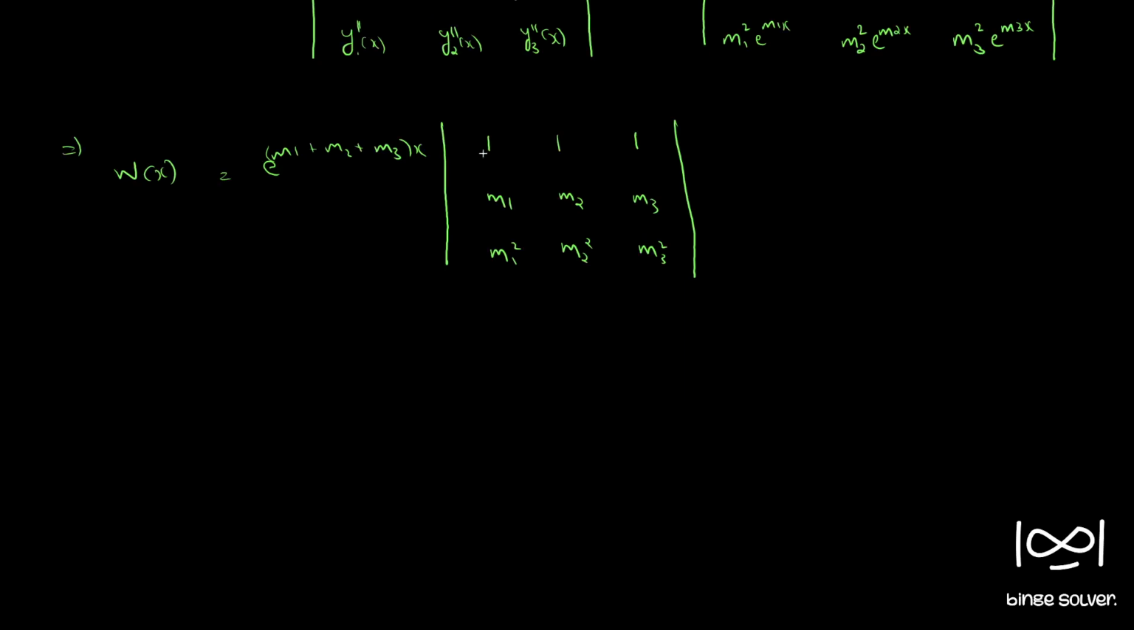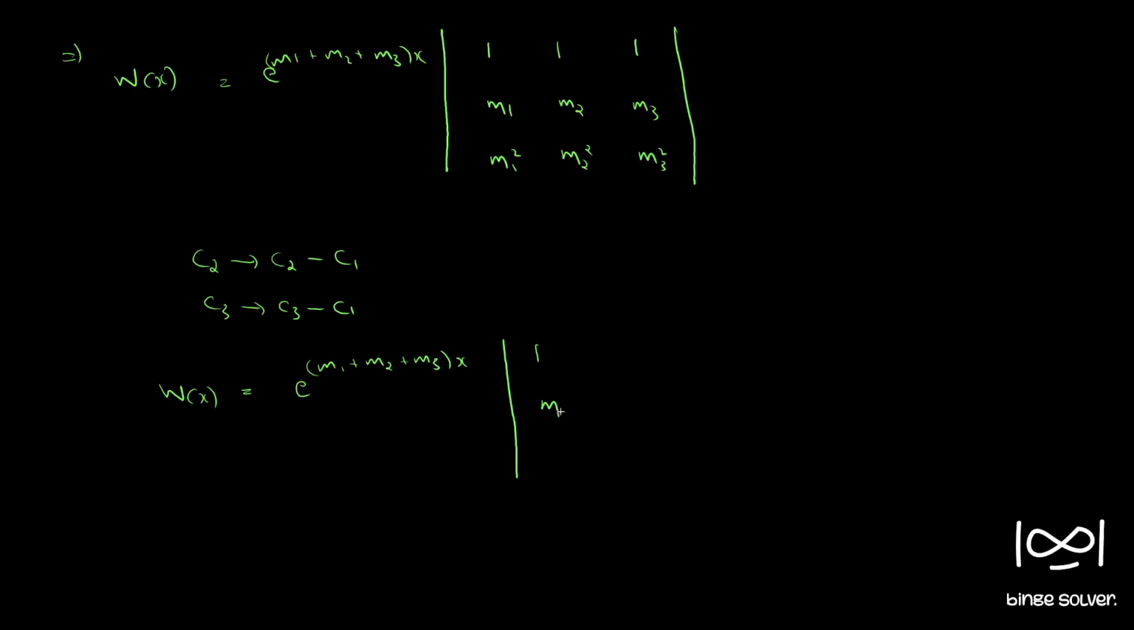Now we have to subtract: c2 becomes c2 minus c1 and c3 becomes c3 minus c1. We can do that, and it doesn't change the determinant. So e raised to (m1 plus m2 plus m3)x times the determinant where the first column is unchanged, 1, 0, 0, then m2 minus m1, m2 square minus m1 square, and m3 minus m1, m3 square minus m1 square.